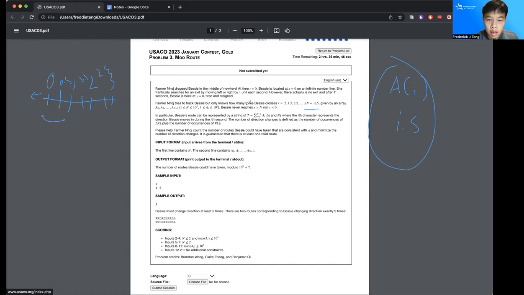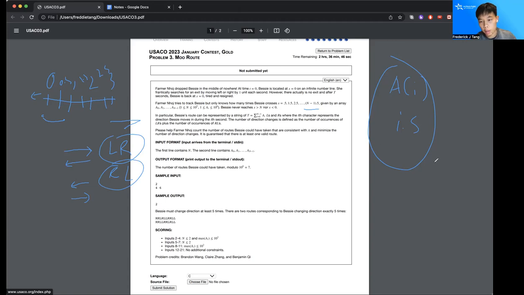And Farmer Nodge wants to know how many possible paths Bessie could have taken. Additionally, instead of knowing all the paths she could have taken, he wants to know how many paths she could have taken that minimize the number of direction changes. So a direction change is when, let's say, she's going to the right and then she goes left, or if she's going to the left and then she goes right. So it's two consecutive LR or RL, a consecutive pattern of this or this.